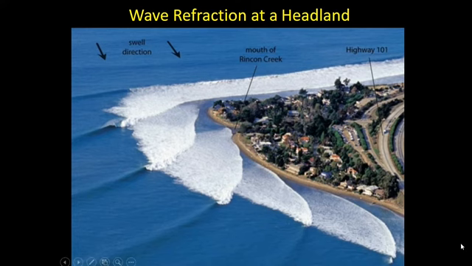It's called wave refraction. You might have heard the term refraction in a physics class at some point, but it's the idea that waves, it could be light waves, it could be sound waves, it could be ocean waves, slow down, and when waves slow down, they actually change direction, they bend.